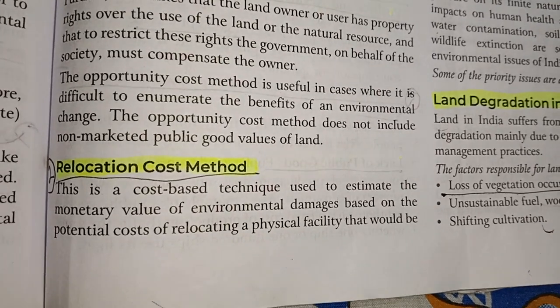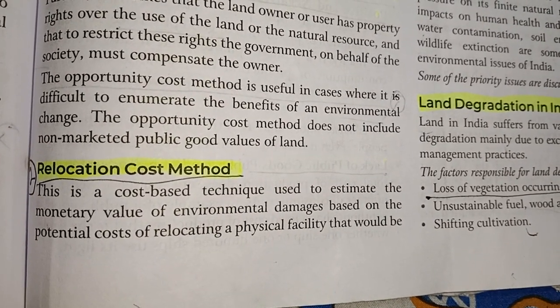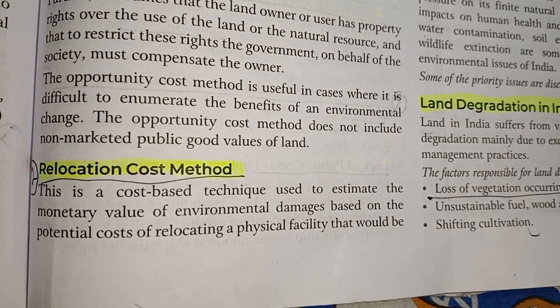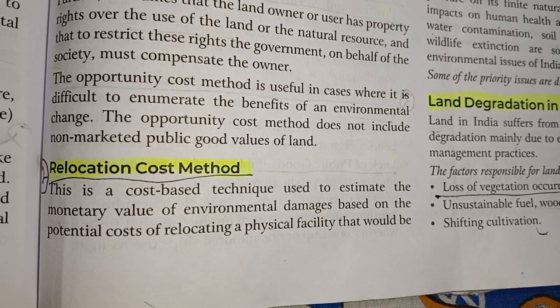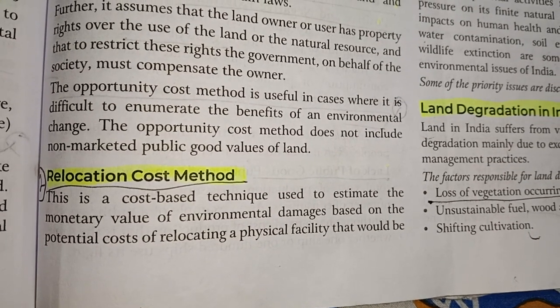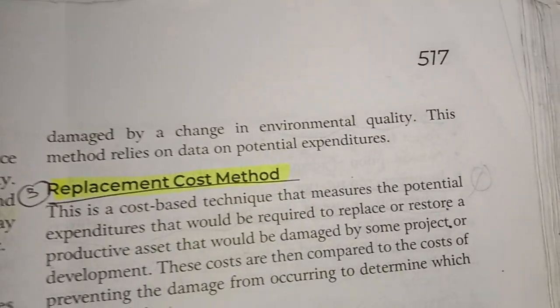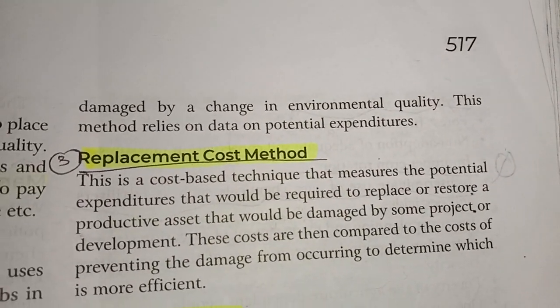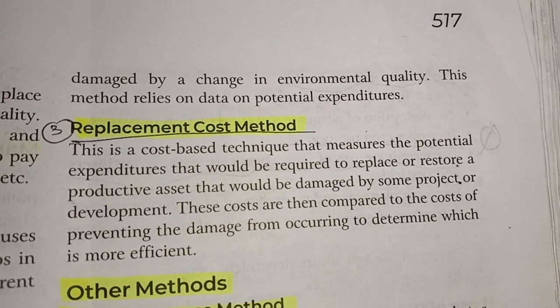Reallocation cost method. This is a cost-based technique used to estimate the monetary value of environmental damages based on the potential cost of reallocating a physical facility that would be damaged by a change in environmental quality. This method relies on data on potential expenditure.